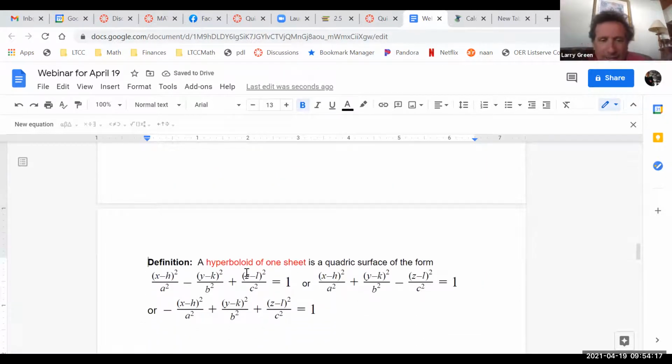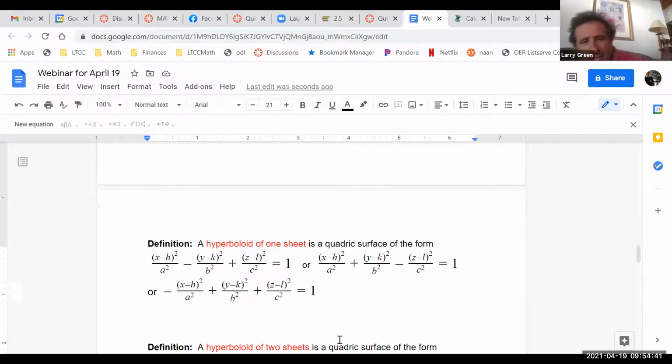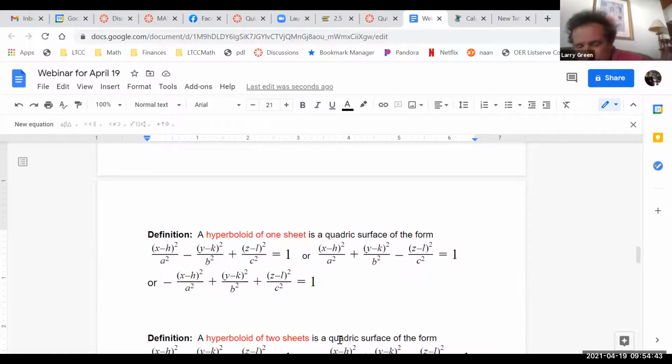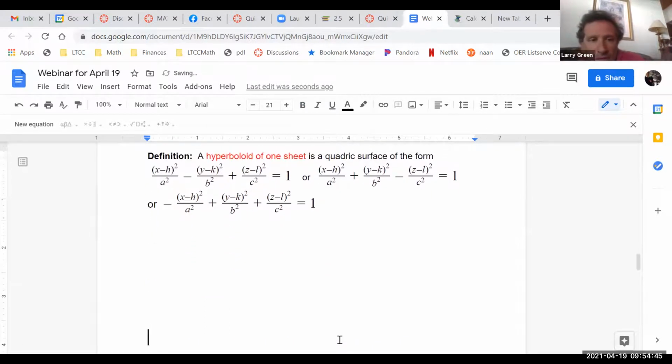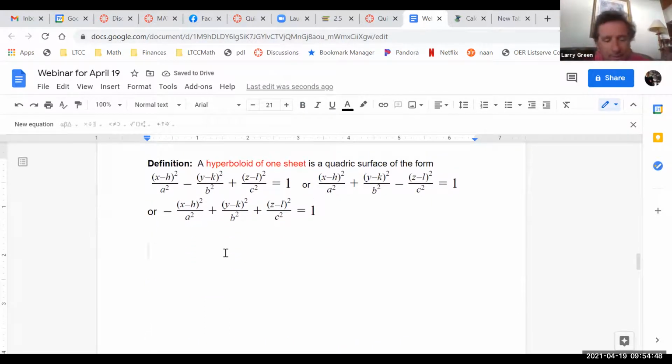And what we get is what's called a hyperboloid of one sheet. That's a quadric surface where it's an ellipsoid, except you replace one of the positives with a negative, so that you get all three choices. And if it's centered at the origin, you can ignore the h, k, and l. And that's a hyperboloid of one sheet. Okay, so let's do an example.